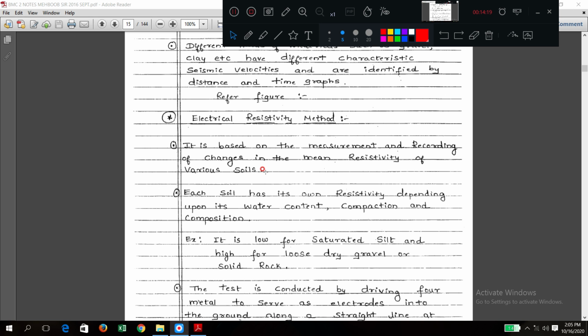Theory portion. You can see here. Electrical resistivity method is based on the measurement and recording of changes in the mean resistivity. It means that at some time the resistance may be one value, and at another time another value. Like that, it is measuring and recording the resistivity of the soil, the resistivity to the passing of current.